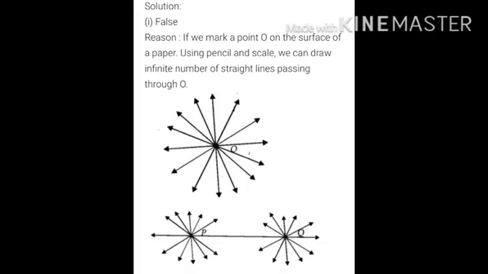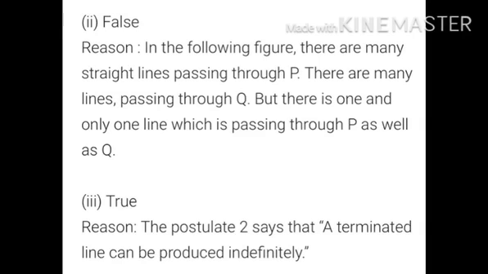Now the solution for question number 1. First is false. Reason: if we mark a point O on the surface of a paper using pencil and scale, we can draw an infinite number of straight lines passing through point O. It means an infinite number of lines can pass through a single point. Now question number 1 part 2. The answer is false, and the reason: in the following figure there are many straight lines passing through P. There are many lines passing through Q, but there is one and only one line which is passing through P as well as Q. The figure is on the last page, so you may check that page and figure also.